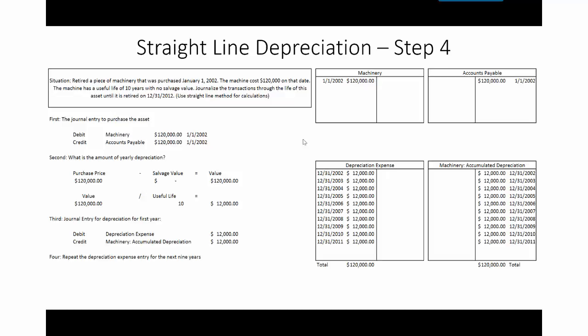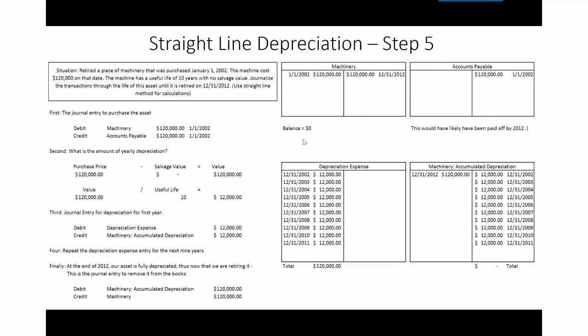Most of the time when you look at financial statements, you will see a consolidated line item that is called fixed assets or it's called property, plant, and equipment. Either one, they're representing the same thing. But within that, you will have different pieces of machinery or land or buildings. There's all kinds of different things that could be in there. And there's associated accumulated depreciation to those assets as well.